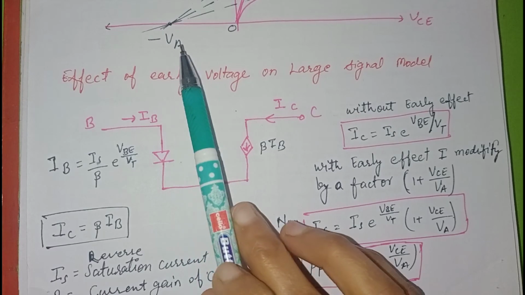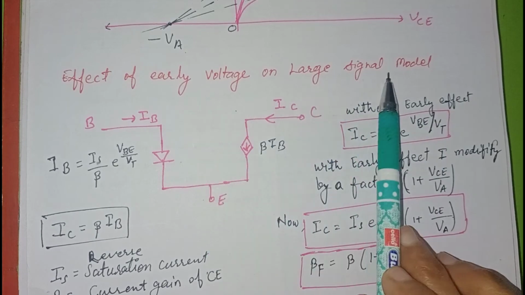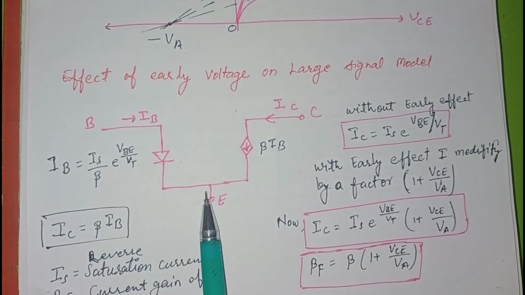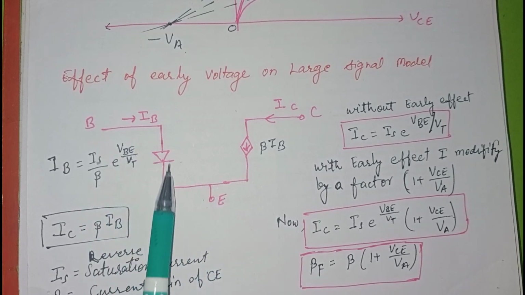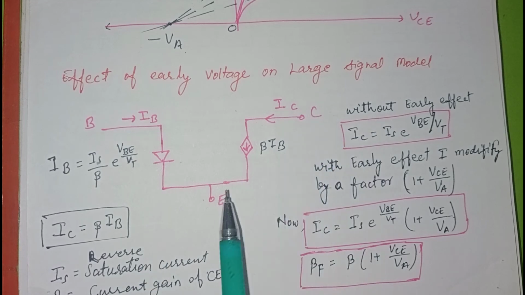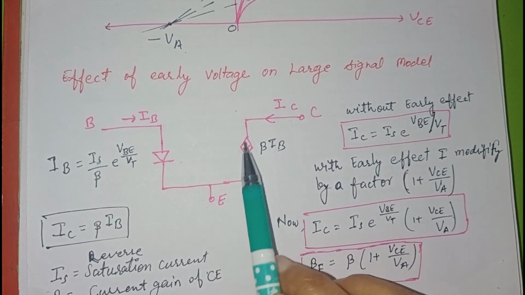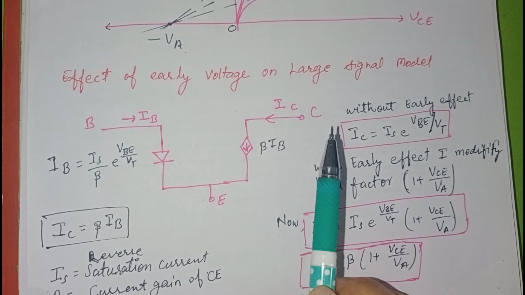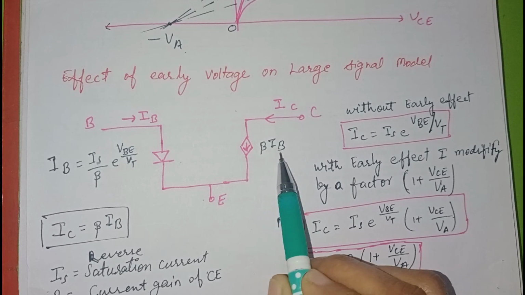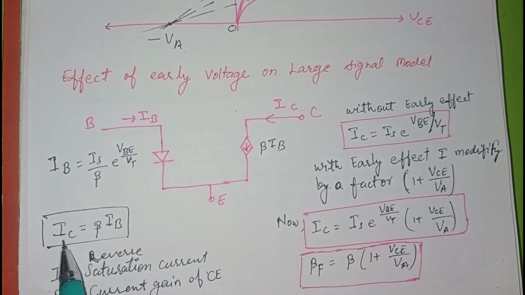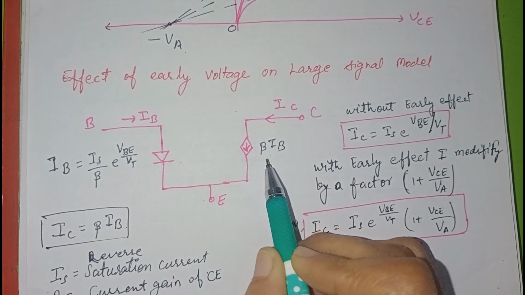Now we'll discuss the effect of this early voltage on the large signal model and on the small signal model. We will start with the large signal model. This is the large signal model of the common emitter transistor configuration. The base and emitter junction is expressed by a rectifier diode, and the collector emitter junction is represented by the current source, because the collector current here is controlled by the base current. That's why it is represented by a dependent current source, beta IB, as IC equals beta IB. So it is represented by a controlled current source.